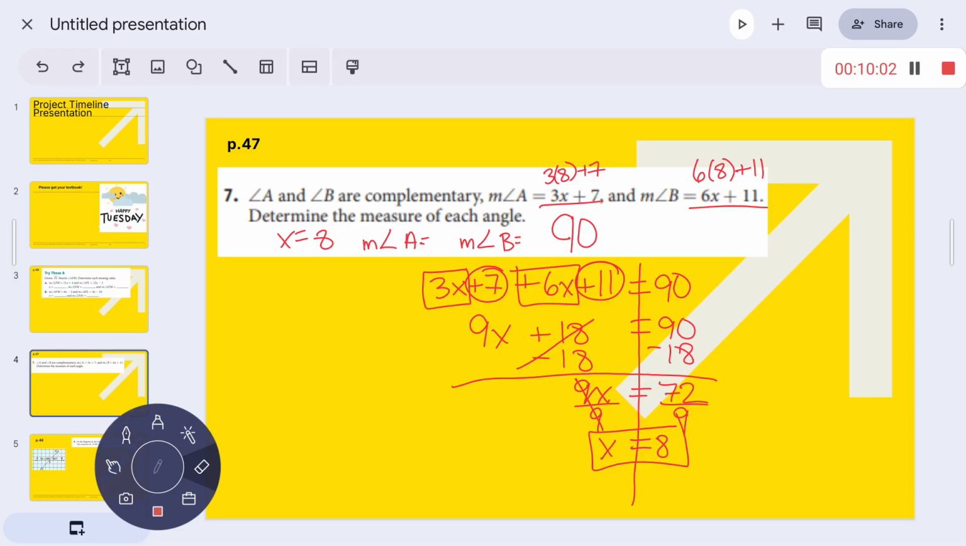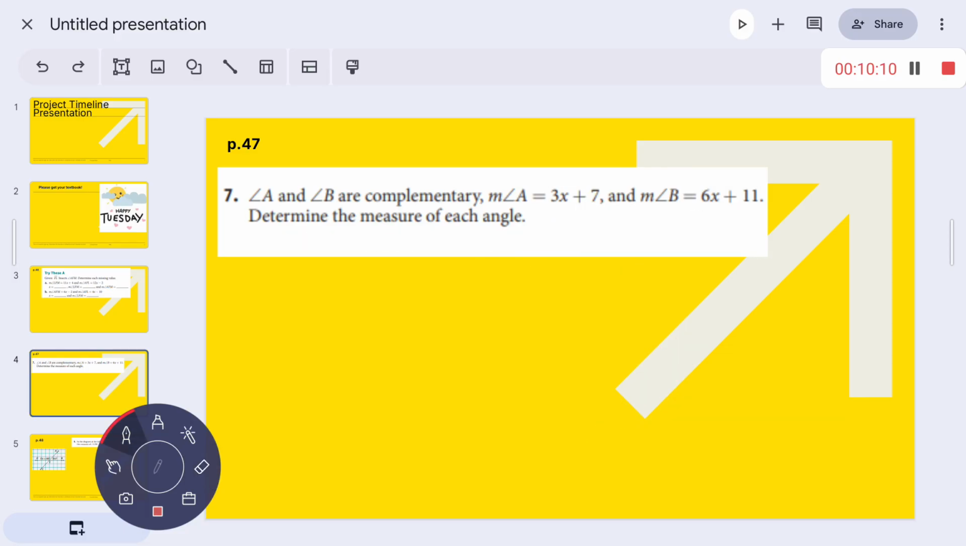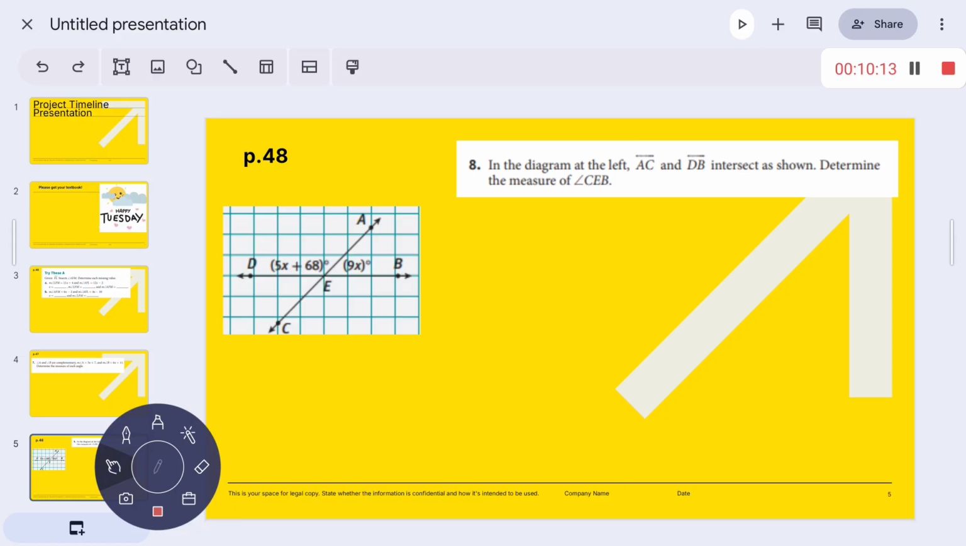Okay, the last one. I really like this problem. It says in the diagram at the left, AC, I'm going to assume that's line AC and line DB intersect as shown. Determine the measure of CEB. So I'm going to show you this. CEB. Okay, that is CEB. There's nothing here. But notice opposite of that, there are these two angles. You can probably tell visibly, but just so you know, we call these vertical. Vertical angles are equal. So whatever we get for this value is the same as this value. Okay.